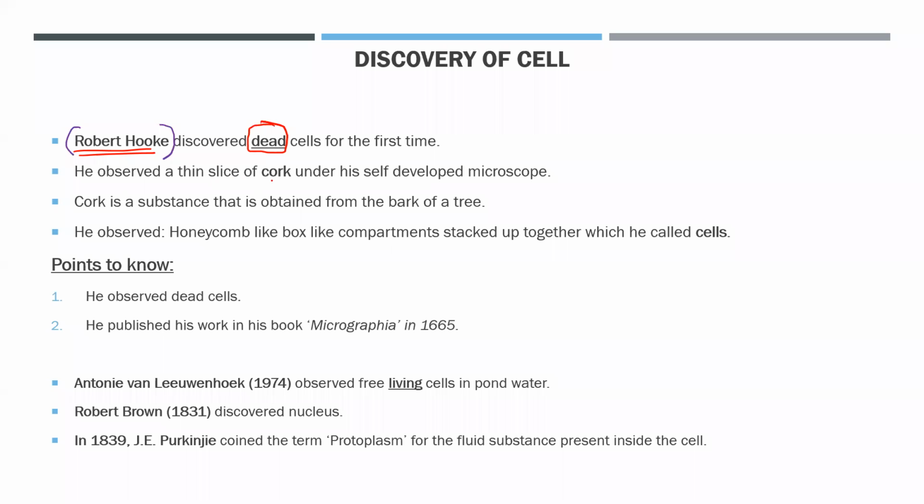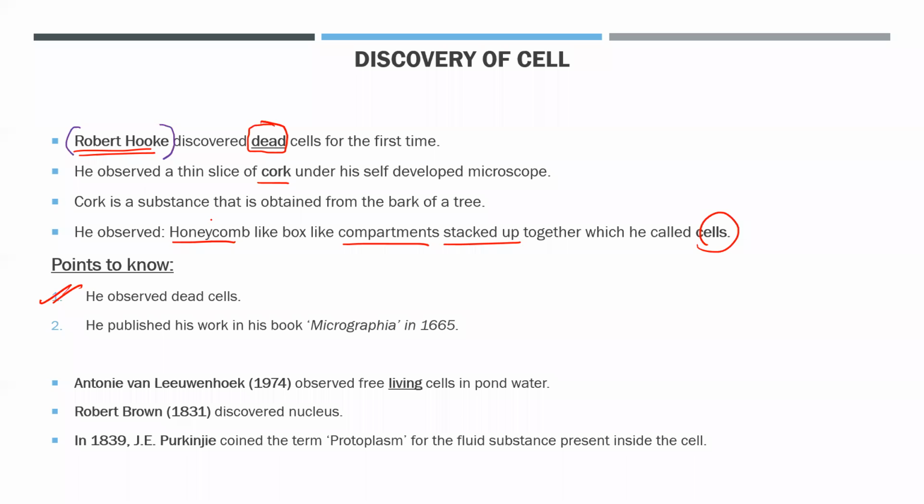And he was observing a slice of cork. Slice means a thin section, a very fine and thin section of the cork. So he was studying that particular slice of the cork with the microscope that he developed. And he observed honeycomb-like compartments or boxes that are stacked up together. Stacked up together means they were grouped together, and he called them cells. But the point to remember is that he observed dead cells.